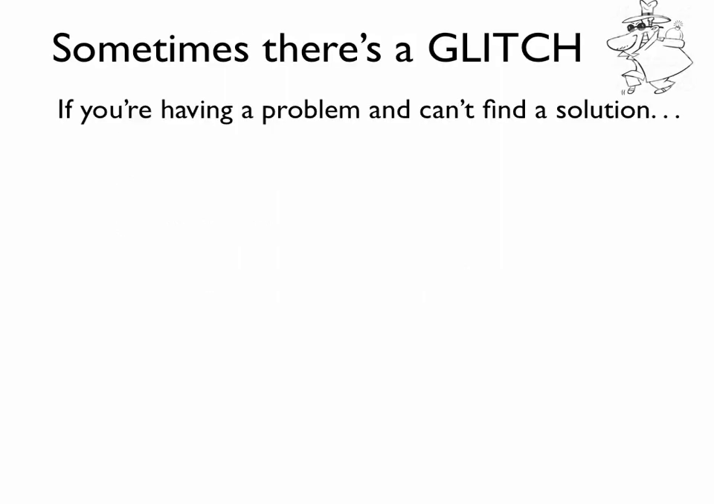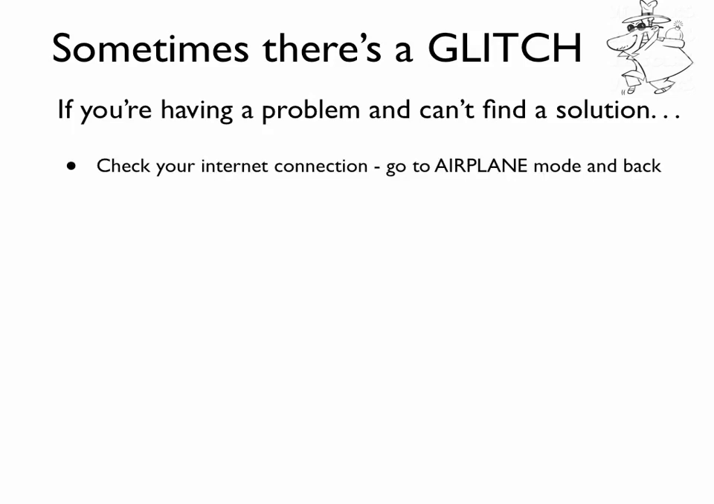Now, sometimes there's a glitch, and we know this can happen. It's a computer after all. So if you're having problems and you can't find a solution, Voxer suggests 4 steps. First is check your internet connection. They suggest going to airplane mode on your phone. Let it stay in airplane mode for a few minutes, then come back. Try some other application that accesses the internet and make sure that you have a good internet connection.